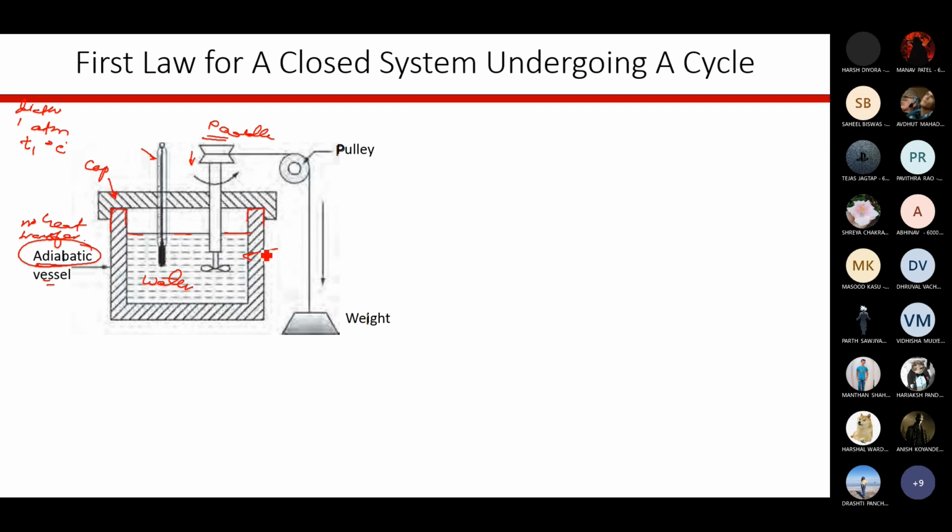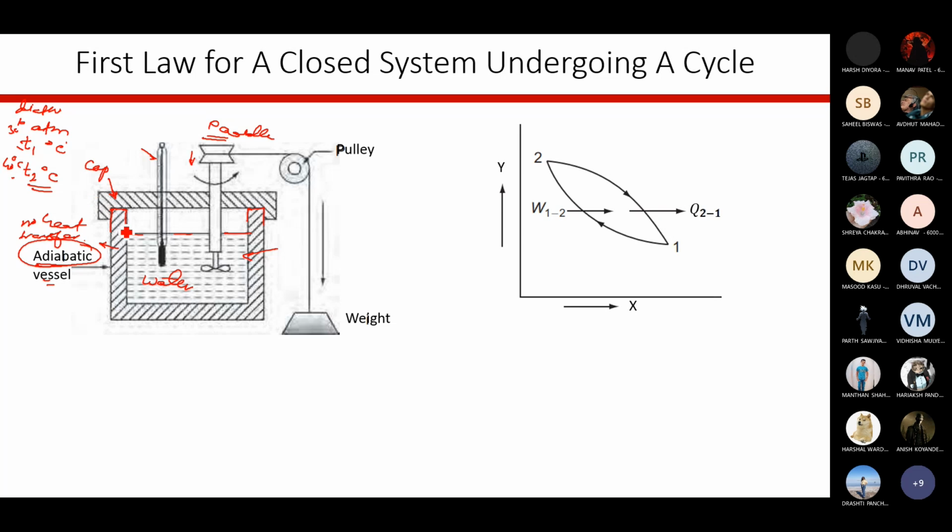And the moment you lower this weight and add work input to the system, its temperature will rise because heat is not given out of the system, right? So the temperature will rise, and let us say the raised temperature of the water is T2 degrees C. Maybe you can assume random numbers like 30 degrees C, or here it can be 40 degrees C, something like that. Now this will happen because you are lowering the weight and you are adding work to the system, right?